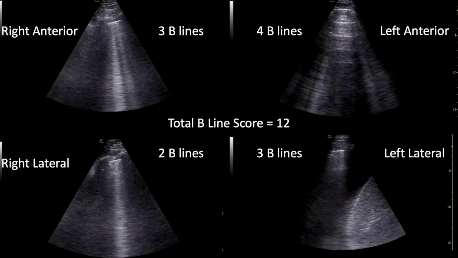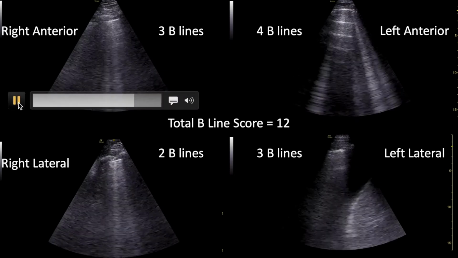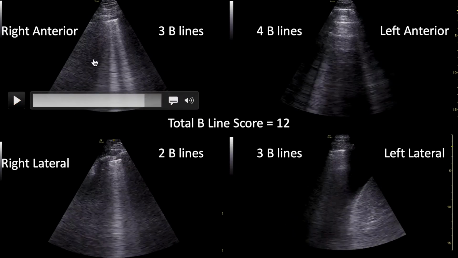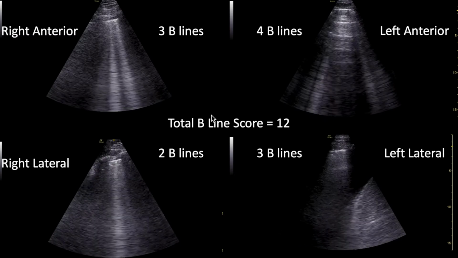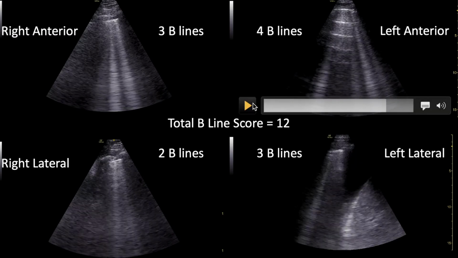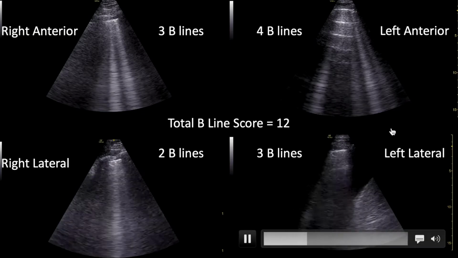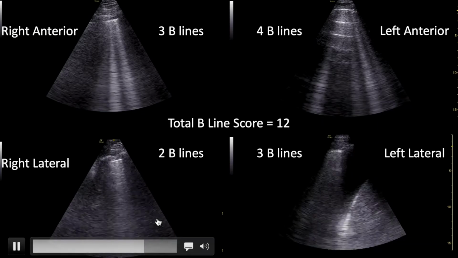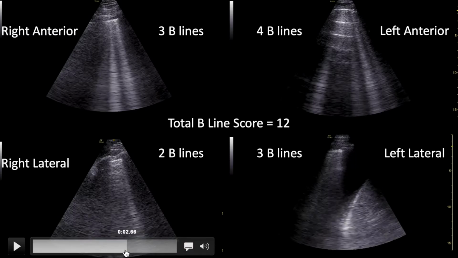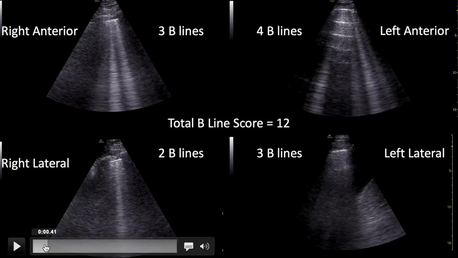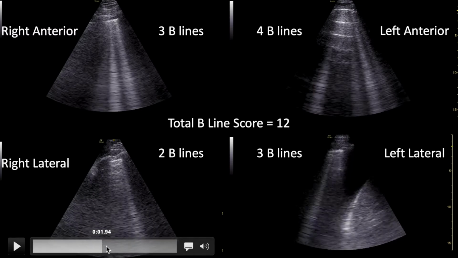Just as a brief refresher, how do we score B-lines? We take a freeze frame and we count the highest number of B-lines on a single freeze frame. So in this case, you see 3 B-lines. In this case, you see closer to 4. 1, 2, 3, 4. In this case, it's hard to bring on more than 2. You can see 1 here. Maybe we can bring on a second one.